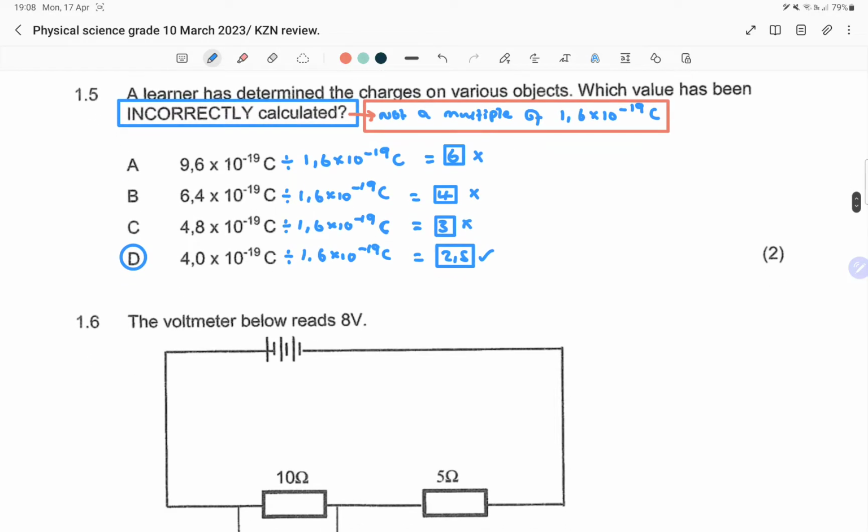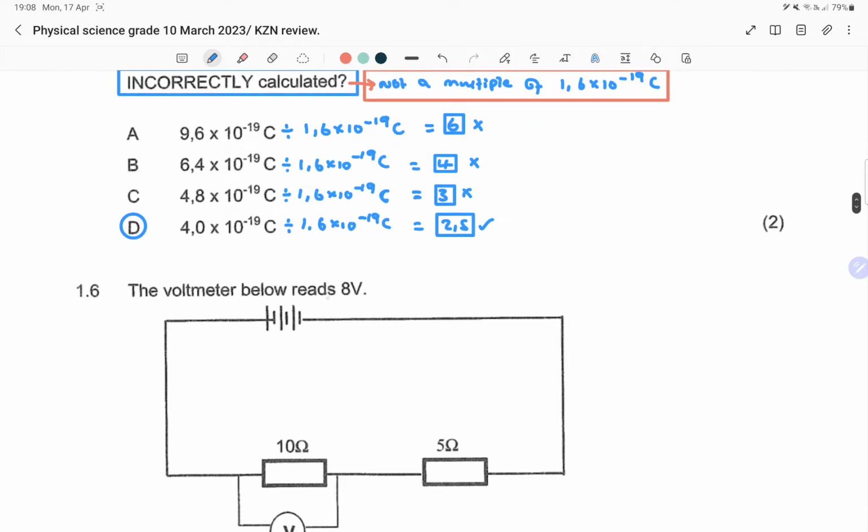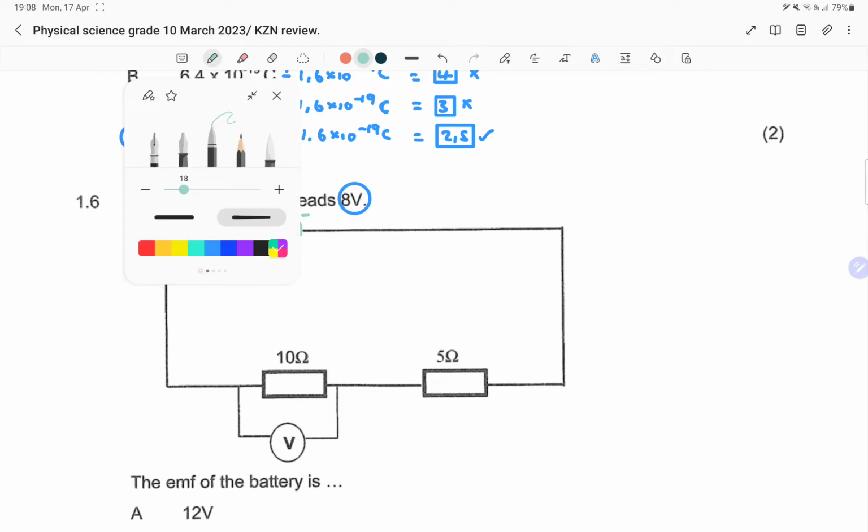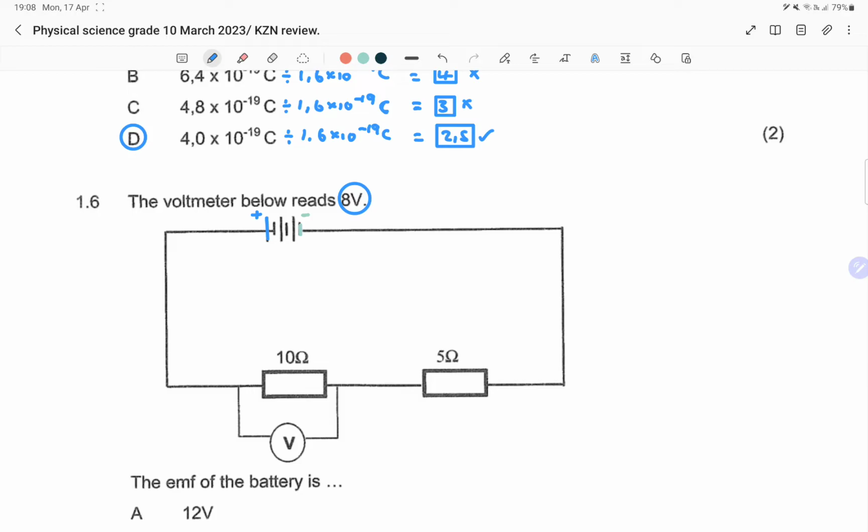Okay, so that's cool. Let's move on. Now the voltmeter below reads 8 volts. Okay, now what is the story? We can see here conventional current. Remember these long ones always depict the positive terminal, and then the shorter ones always depict the negative terminal of our battery. All right, remember that. And conventional current is presumed to travel from the positive terminal to the negative terminal.